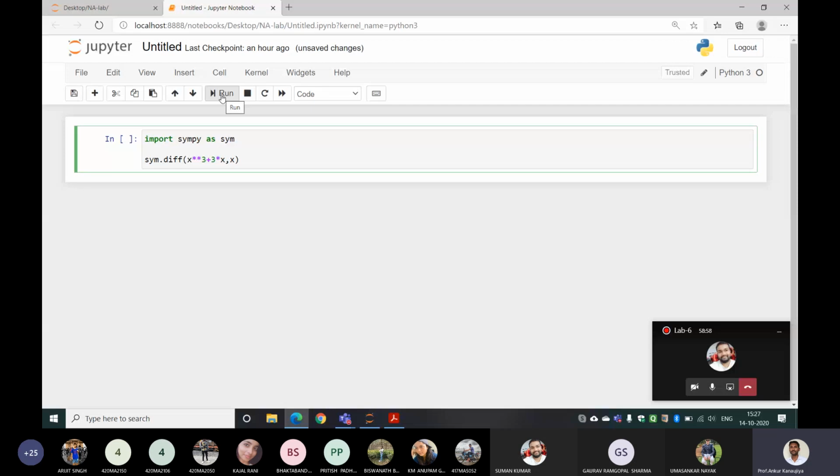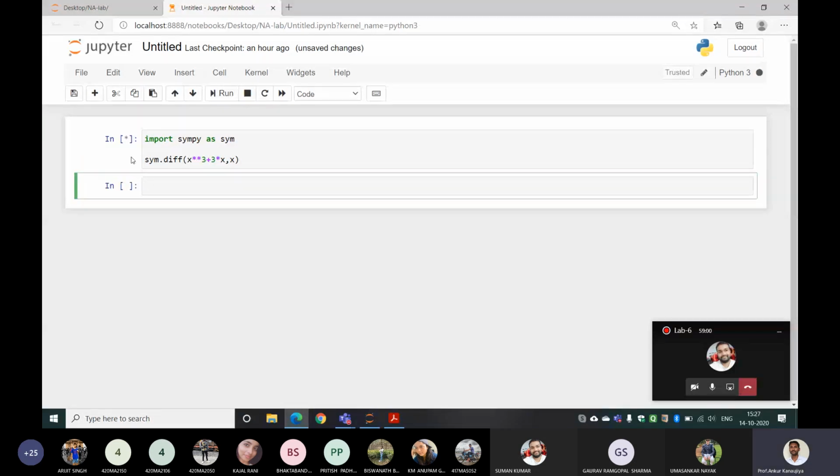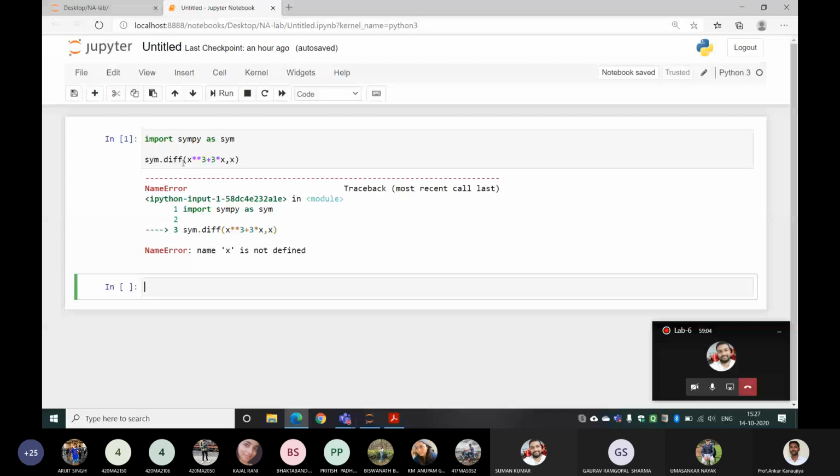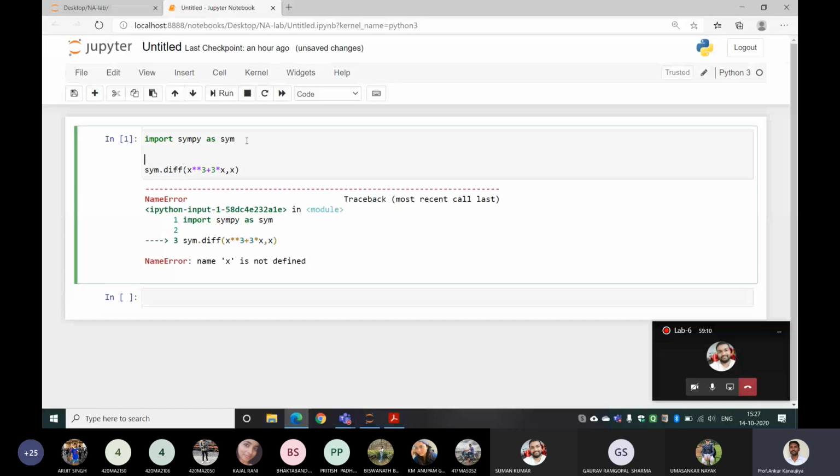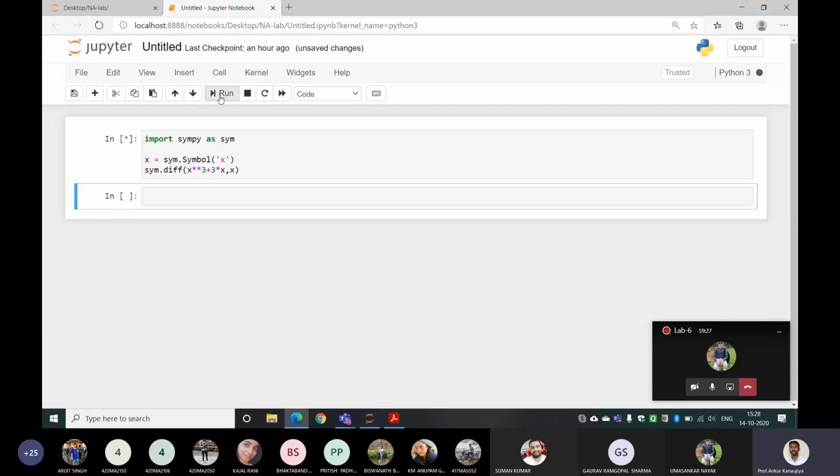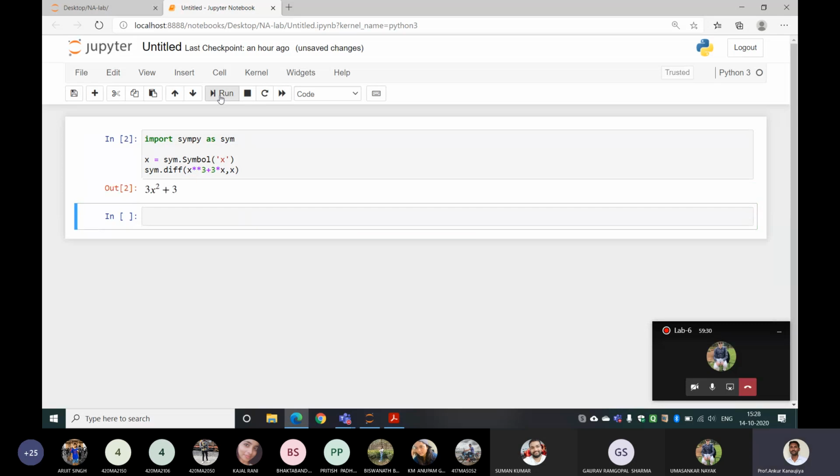I will also run, and I will also get some error. It is showing name x is not defined. So how to define x as a symbol? You already know how to define x as a symbol. x is equal to sym.Symbol, and in the bracket it is x. Now the symbol is already defined. Let me run this and check whether the differentiation is correct. The differentiation of x cube plus 3x is 3x square plus 3.